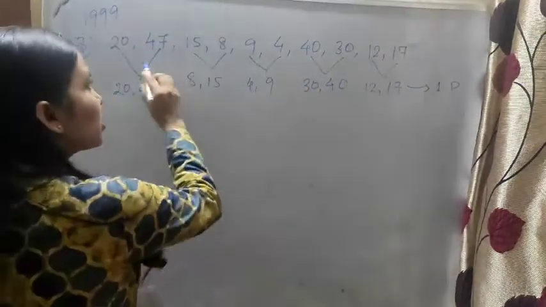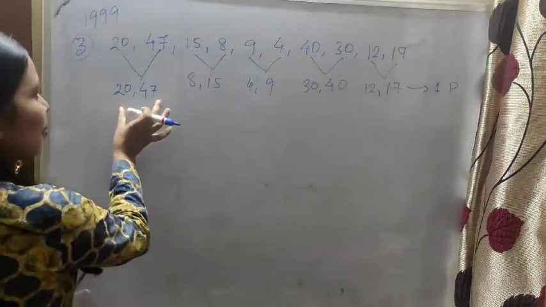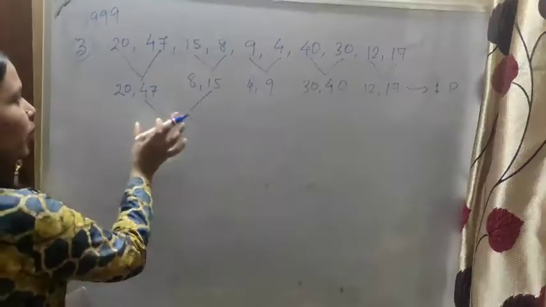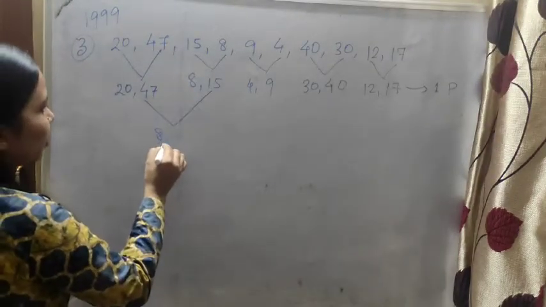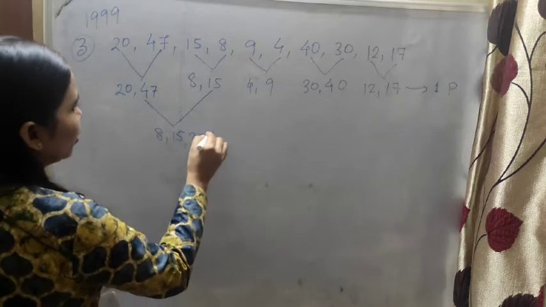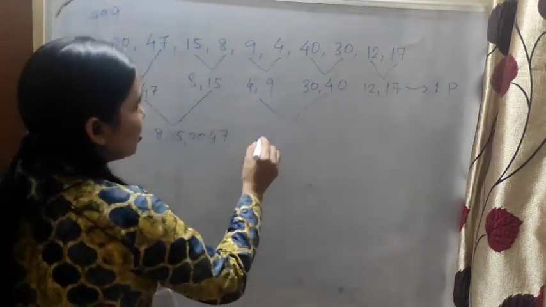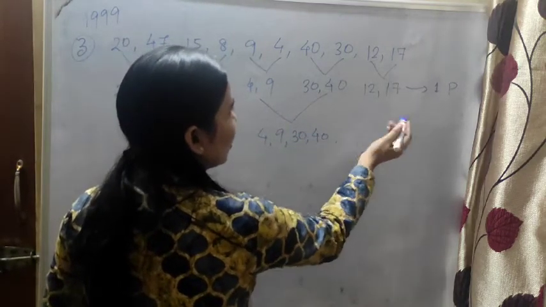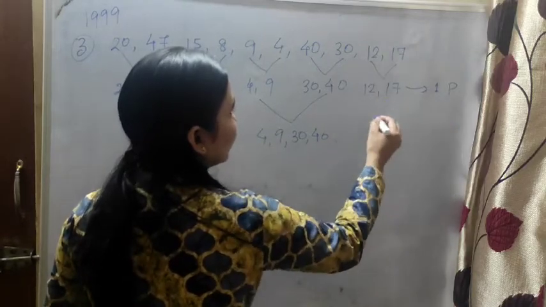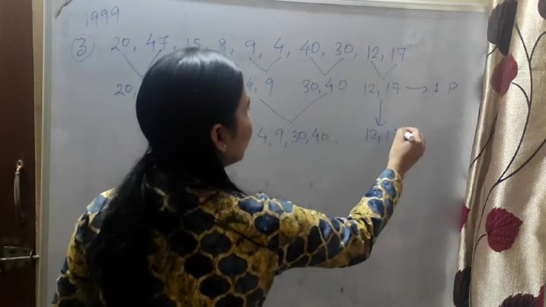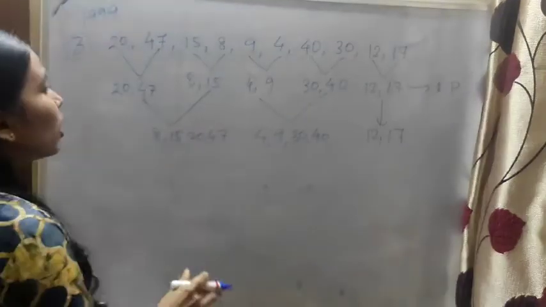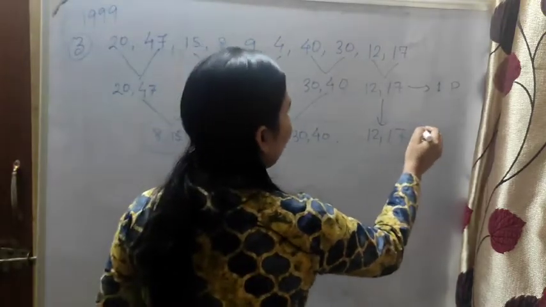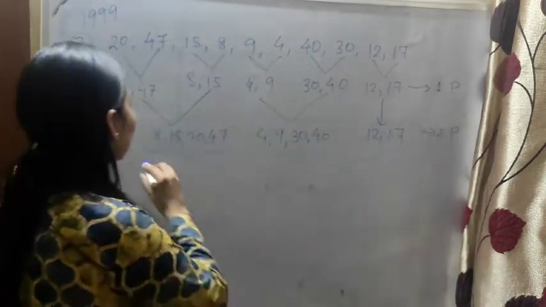After the first pass, because this was the unsorted array list, after this sorting, this will come. And now two-way merging, these two will merge. Whenever these two merge, then 8 will come, 15, 20, 47. Now these two, 4, 9, 30, 40. See, here there is no other list, so 12 and 17 will come exactly as they are. So now after this second pass, this is the answer. This is the list after the second pass. So this is your answer.